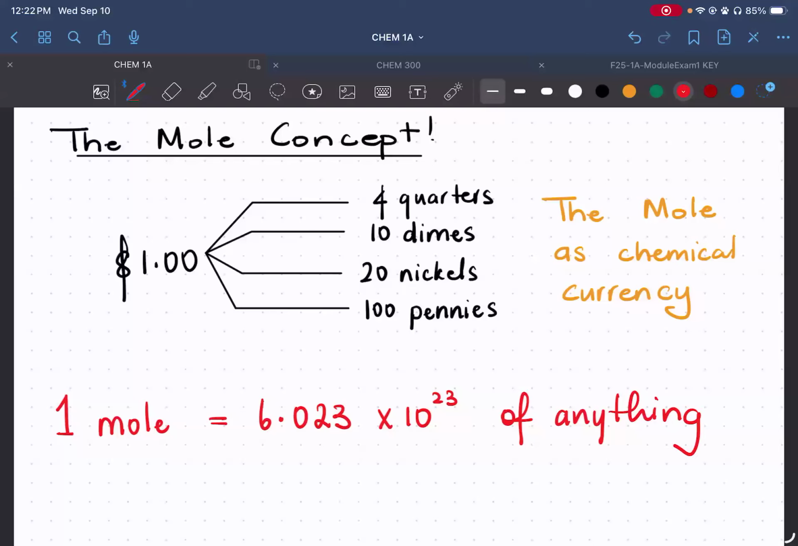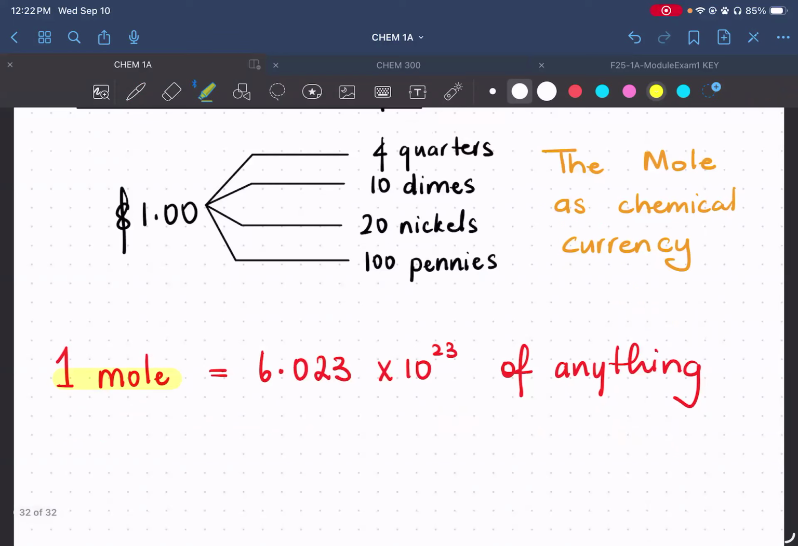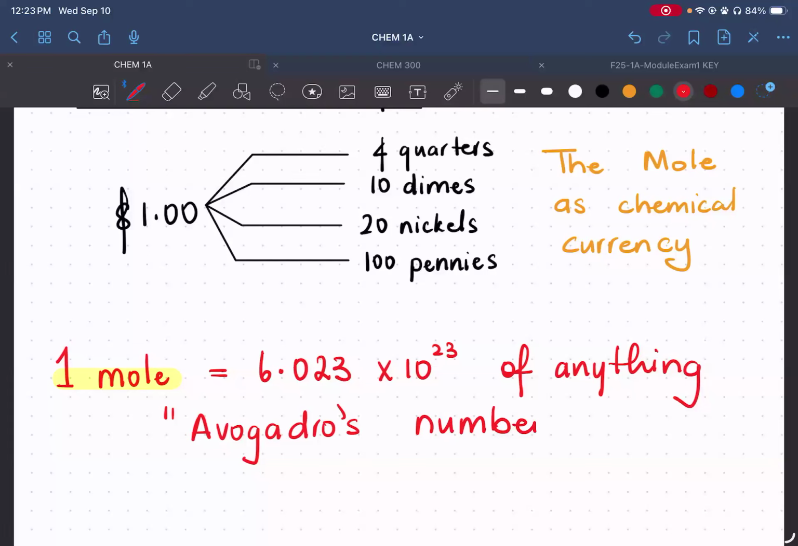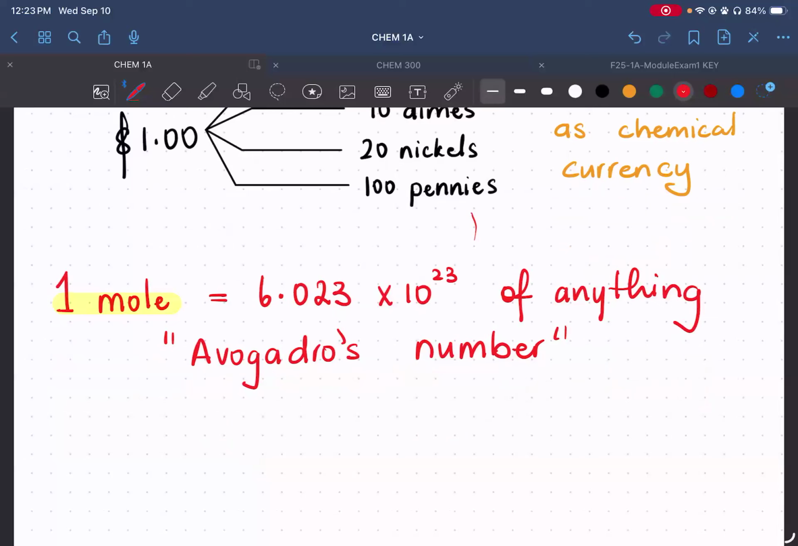I really want you to keep going back to that $1 analogy where it's the same thing, $1, 4 quarters, 10 dimes. They're just different ways that we can talk about this. But the mole represents the traditional form of currency that we use. This number, 6.023 times 10 to the 23, is not just a random number. It's known as Avogadro's number. And Avogadro's number is incredibly useful because, again, it allows us to quantify 1 mole of anything.